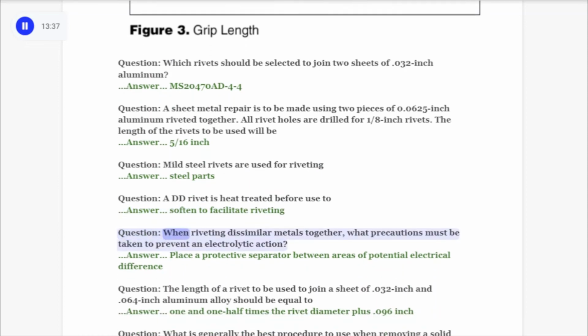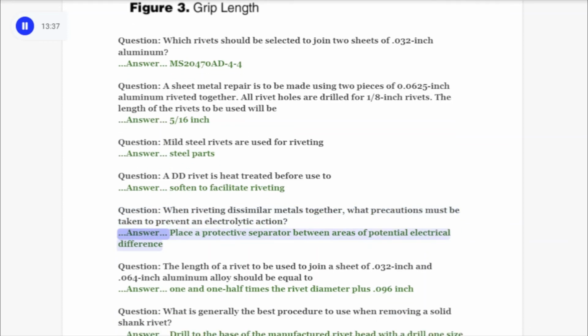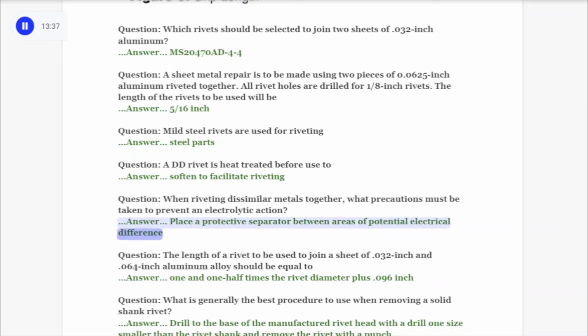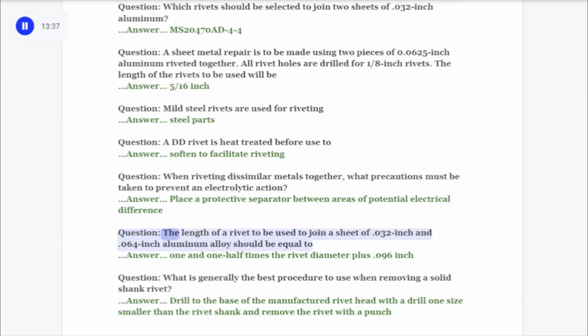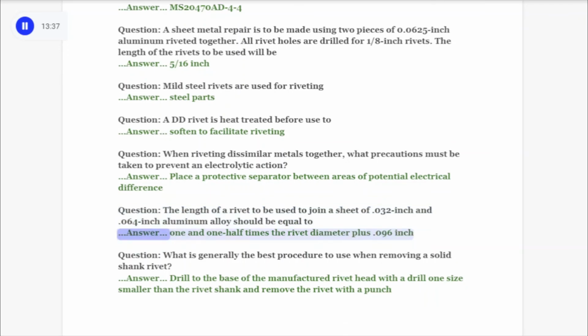Question: when riveting dissimilar metals together, what precautions must be taken to prevent an electrolytic action? Answer: place a protective separator between areas of potential electrical difference. Question: the length of a rivet to be used to join a sheet of 0.032-inch and 0.064-inch aluminum alloy should be equal to? Answer: 1 1/2 times the rivet diameter plus 0.096 inch.